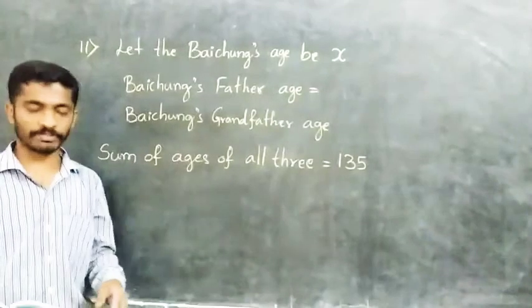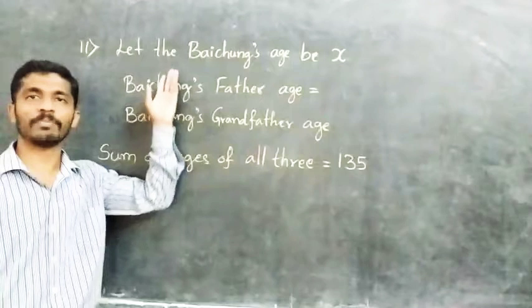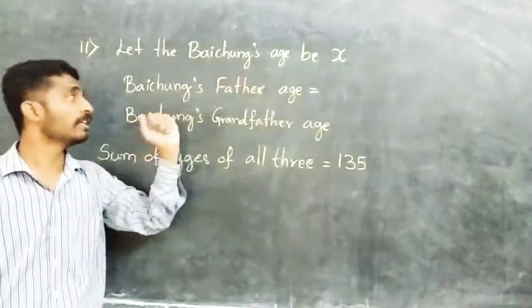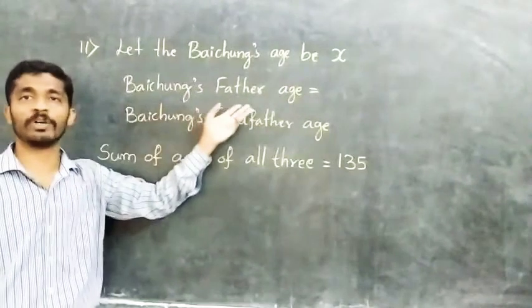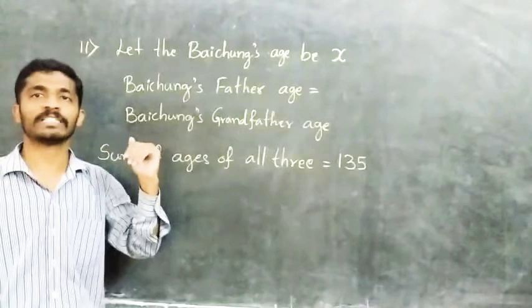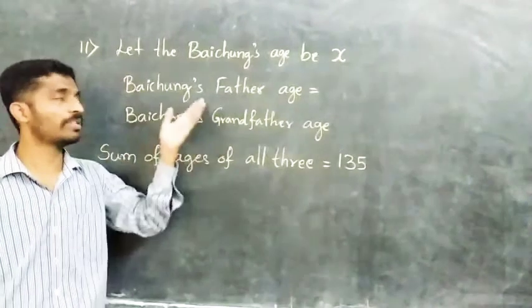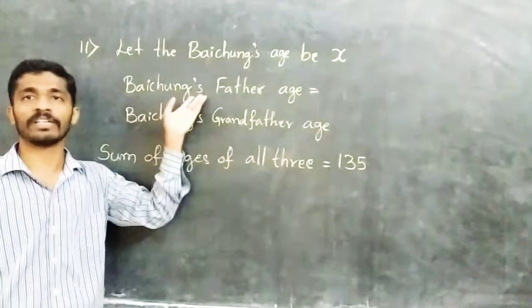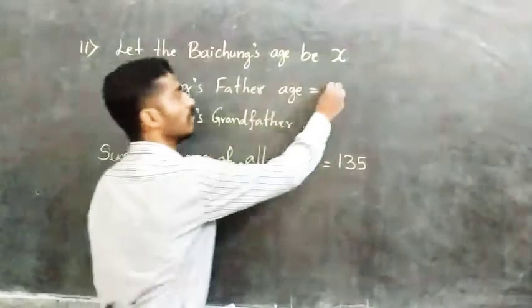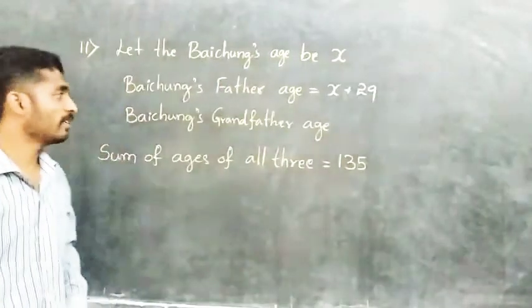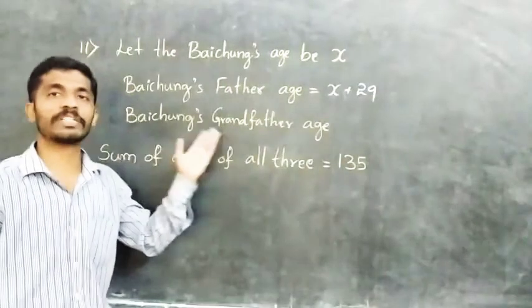In the 11th question, it is totally concentrated on Baichung's age. So here let's take Baichung's age as x. Baichung's father's age will be how much? As per the question, Baichung is 29 years younger than his father. It means the father's age will be x plus 29.